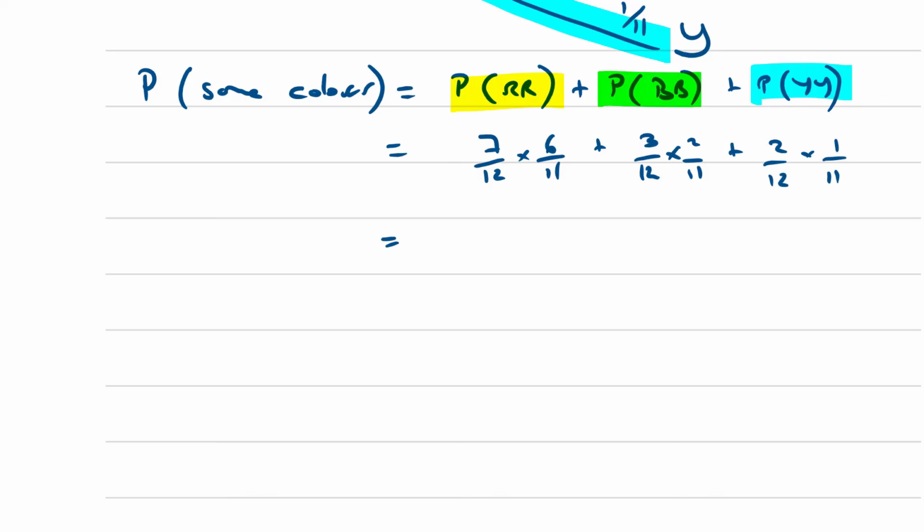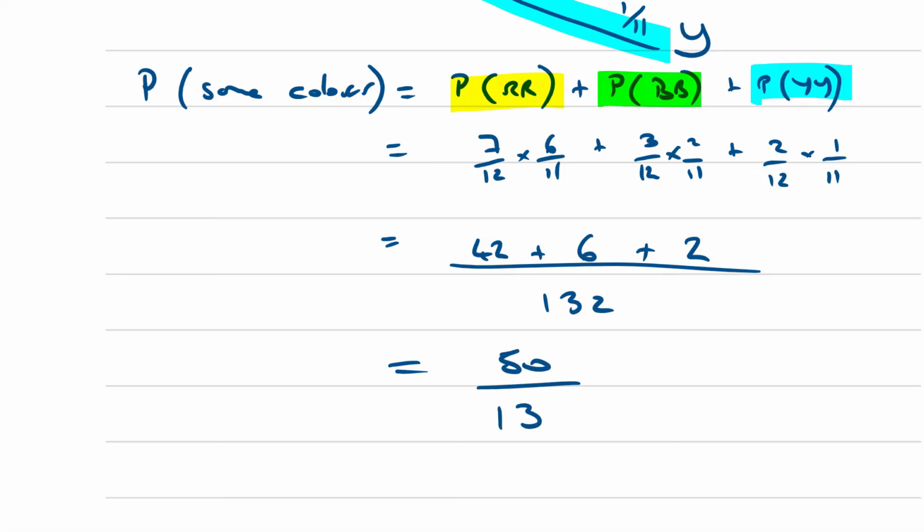Okay. Now, 12 times 11, what's that? That's 132. So it's going to be a fraction over 132. I've got 7 times 6, which is 42. I've got 3 times 2, which is 6. And I've got 2 times 1, which is 2. So 42 plus 6 plus 2 is 50. So my probability should be 50 out of 132.